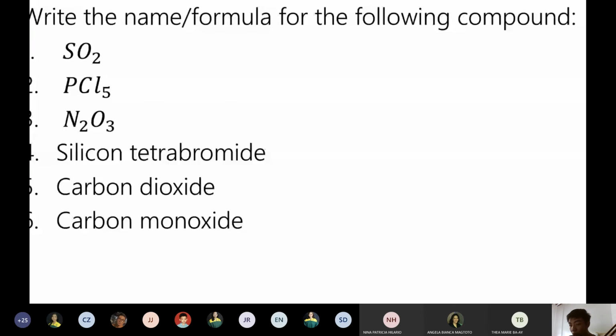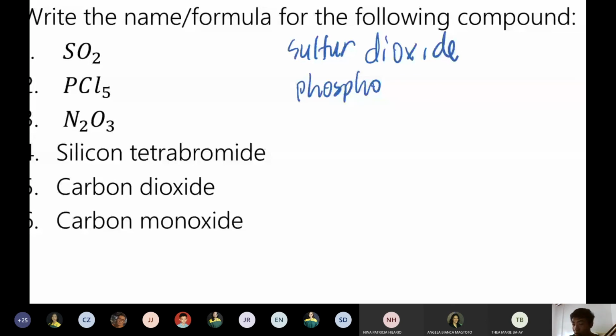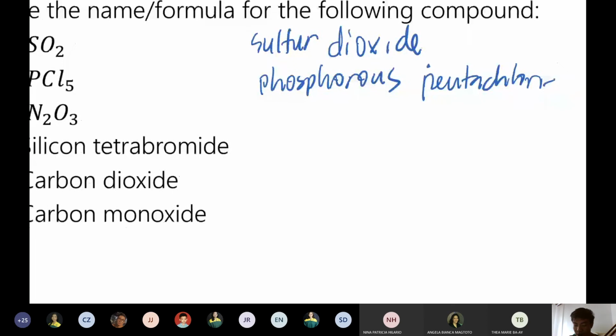SO2. It's not monosulfur, ha? Hindi siya monosulfur. Sulfur lang. Bawal mag-mono for the first element. Second element, dalawang oxygen, so pwede yung dioxide. So, sulfur dioxide, SO2. PCl5, hindi yan monophosphorus. That's just phosphorus. Limang chlorine. So, tetrachloride? Ay, hindi. Pentachloride pala. Limang chlorine. N2O3. Dalawang nitrogen, so dinitrogen. Tatlong oxygen, so that's trioxide. Dinitrogen trioxide.